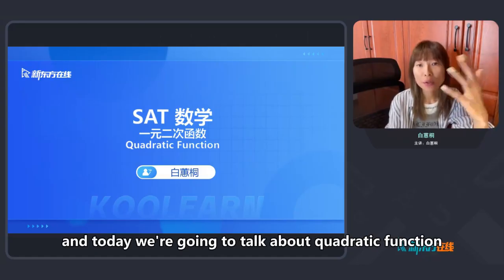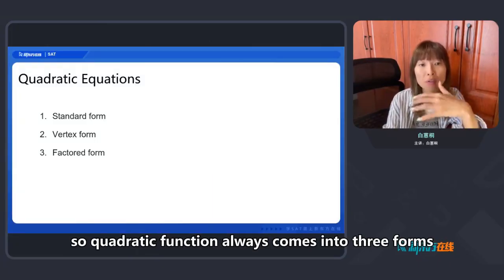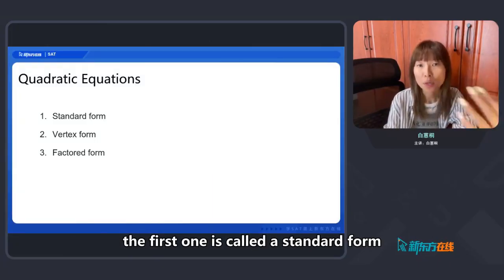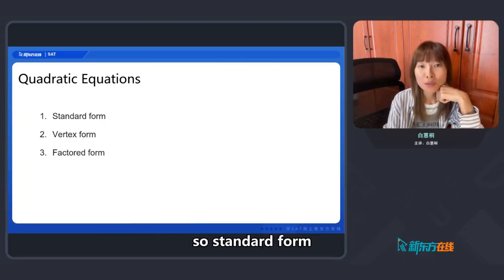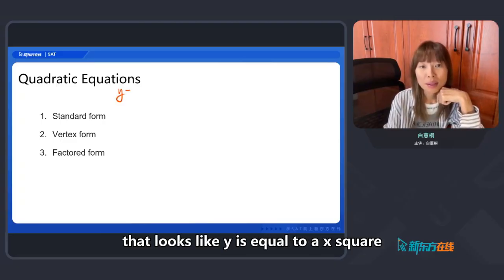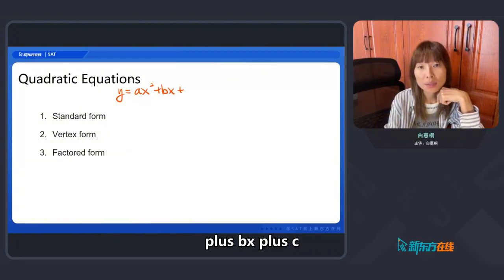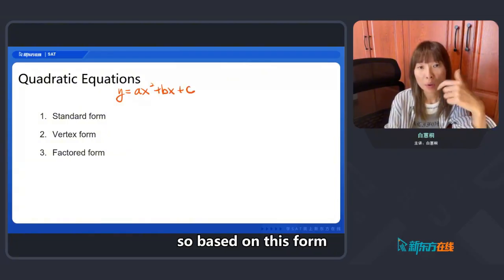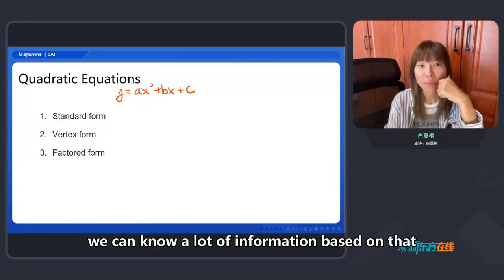So today we're going to talk about quadratic functions. Quadratic functions always come in three forms. The first one is called the standard form. Standard form looks like y is equal to ax squared plus bx plus c. Based on this form, we can know a lot of information.